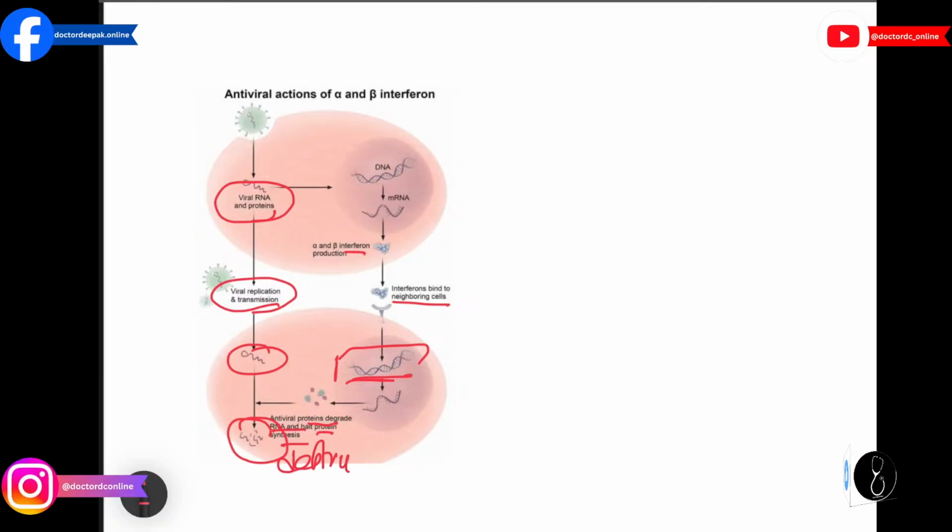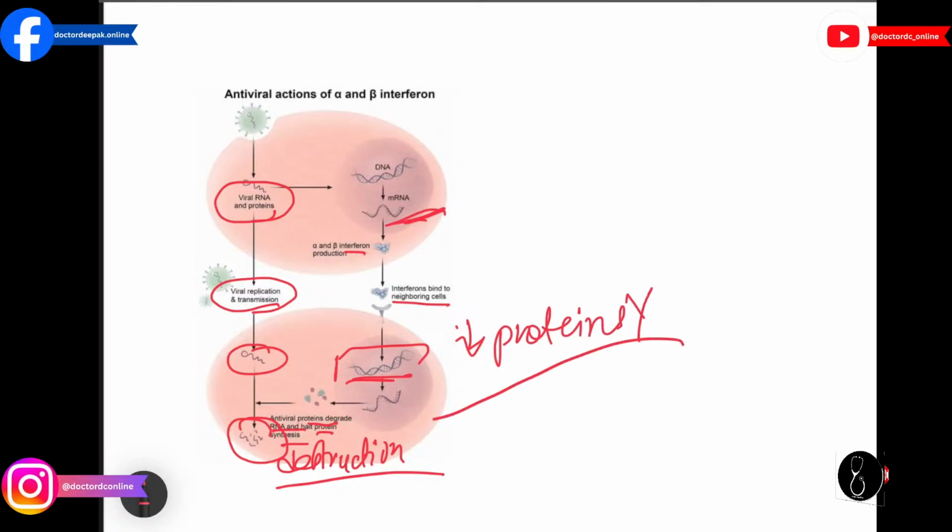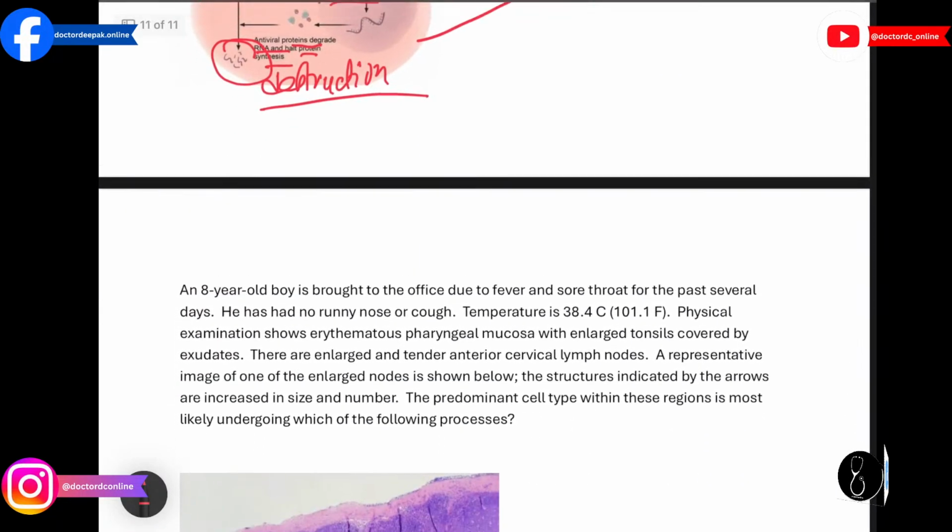There will be destruction of the virus by the interferons. What does interferon do? Interferon will interfere with RNA or DNA and decrease the synthesis of proteins. So if there are no proteins, there will be no formation of new viral particles, and it will disable the viruses from replicating or reproducing.